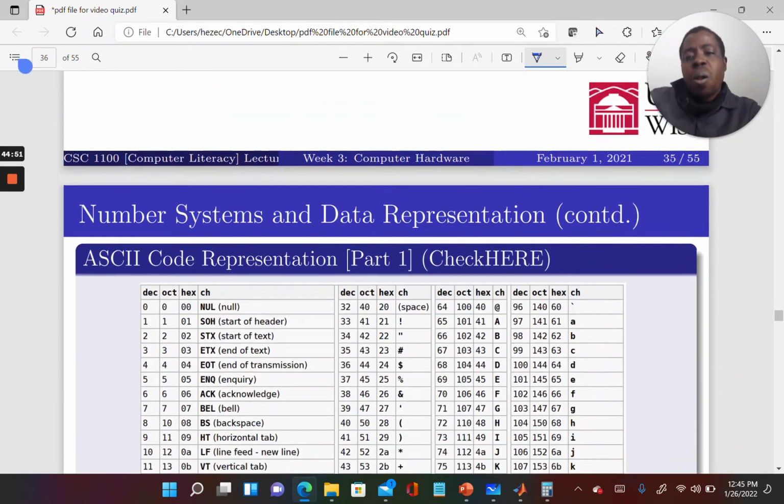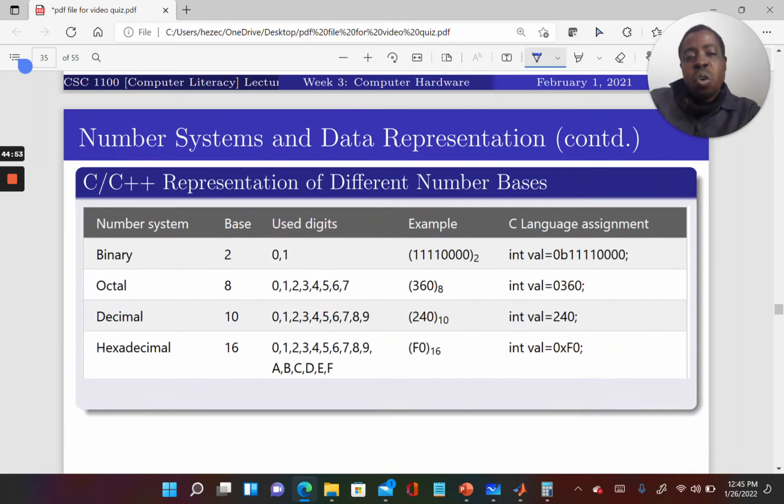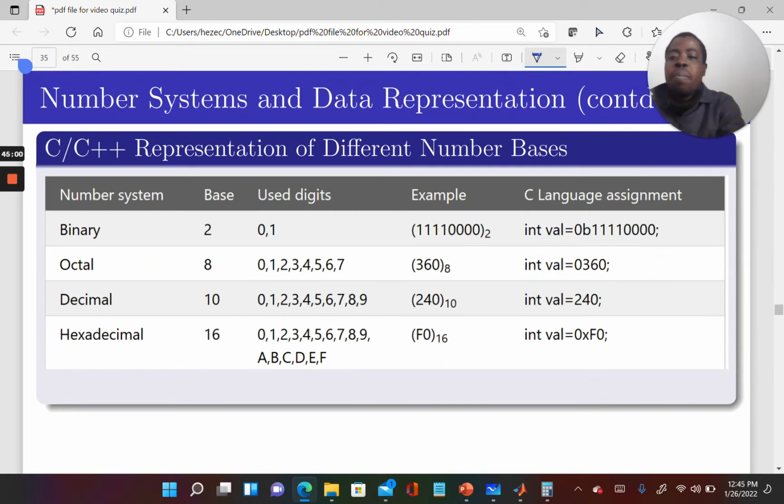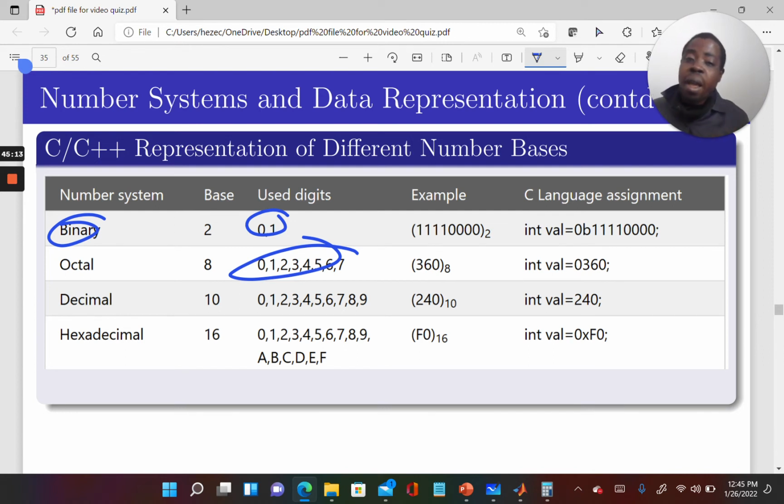So let me skip all that. Once again, the digits that you use to represent binary are just 0 and 1. What about octal? You use 0 to 7. What about decimal numbers, denary? Use 0 to 9. What about hexadecimal? Use 0 to F. These are the examples. Okay?